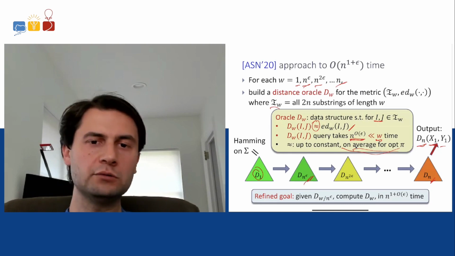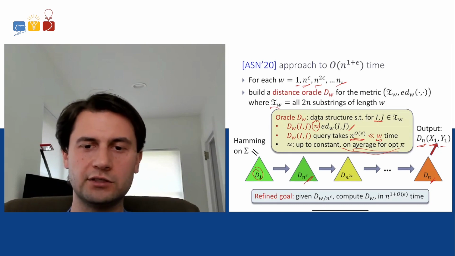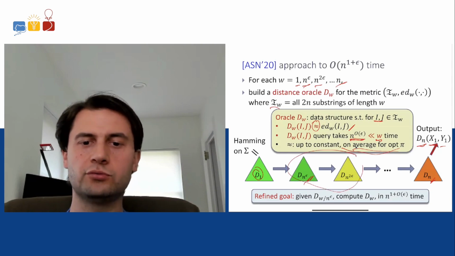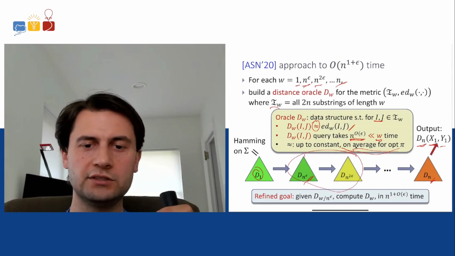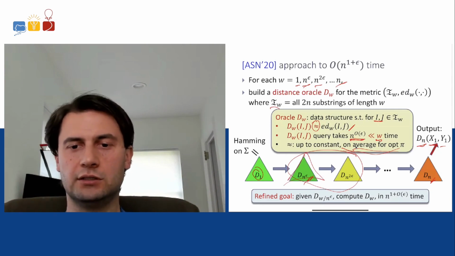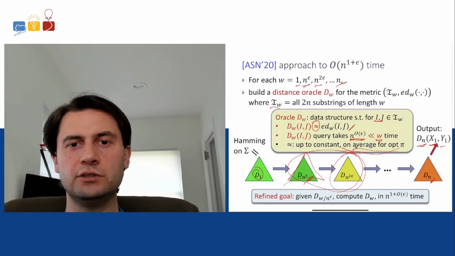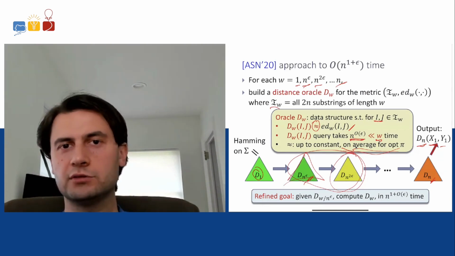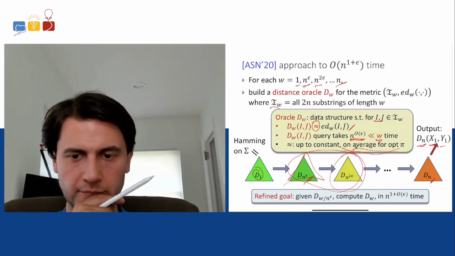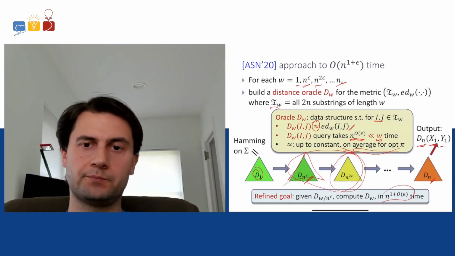For now, let me dig into one of these arrows. We want to go from the distance oracle on strings of length n to the epsilon to the distance oracle on strings of length a little bit more, n to the 2 epsilon, and then n to the 3 epsilon, n to the 4 epsilon, and so forth. And we want to do this in time which is n to the 1 plus order epsilon.